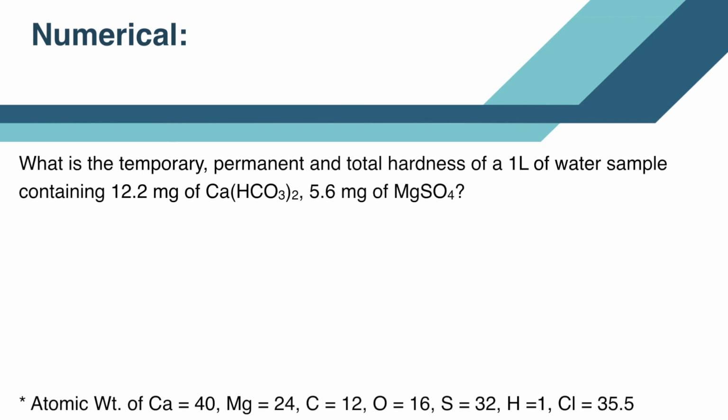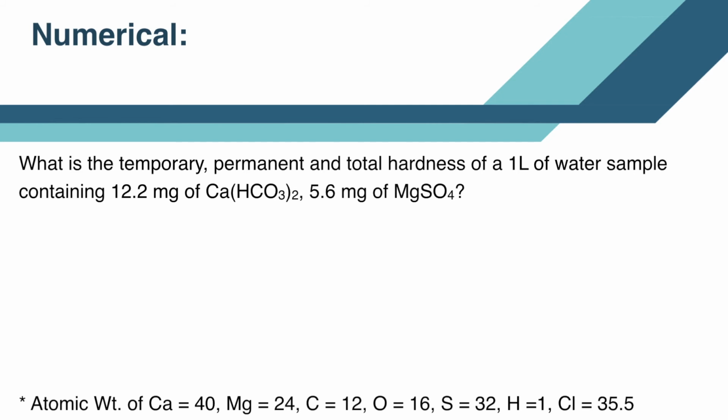Here, the anionic part in the salt is bicarbonate, so it will give you temporary hardness. The anionic part in the other salt is sulfate, something other than carbonate or bicarbonate. So magnesium sulfate will give you permanent hardness. So right now I know calcium bicarbonate is giving me temporary hardness, and magnesium sulfate is giving me permanent hardness.